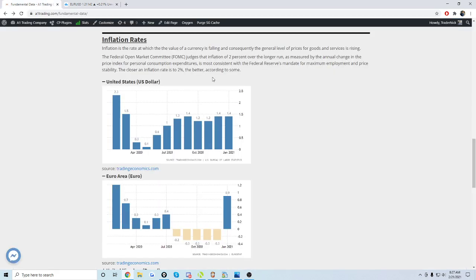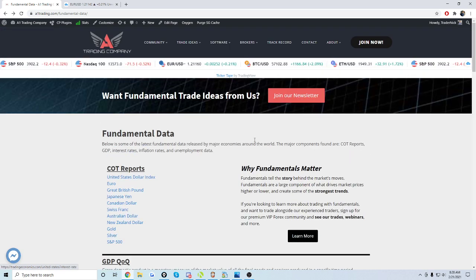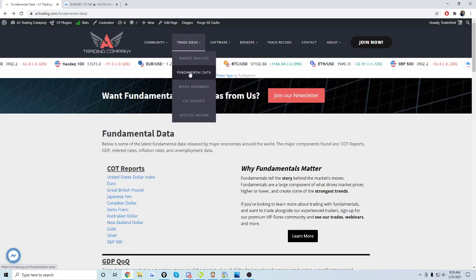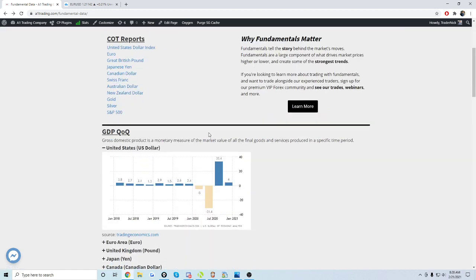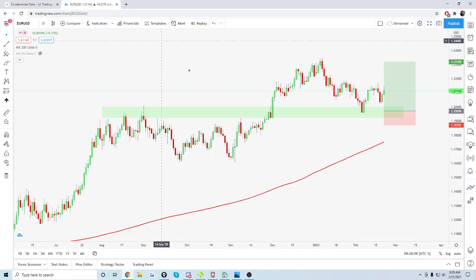I wanted to show you guys that before we get too far into the technicals, because if you want to get this, again, all you do is you come to the website, Trade Ideas, fundamental data, and you can just go through this yourself. So check that out anytime you'd like.